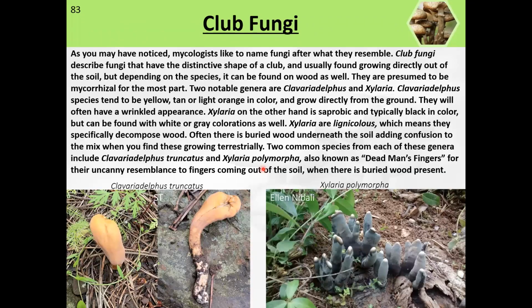Club fungi. So these are the ones that kind of look like a club, pretty simple there. And pretty much there's two different species I highlighted here. They're kind of tough fruit bodies. They typically grow on the ground, but Xylaria polymorpha is saprobic on wood.